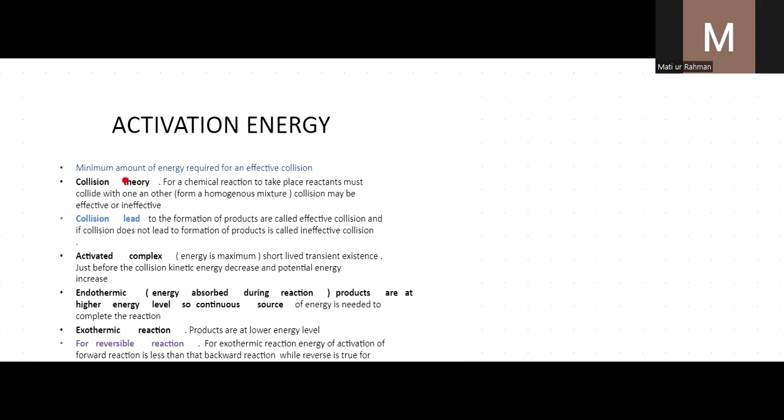So what is the effective collision? If the collision leads to formation of the product, it is called the effective collision. If the collision doesn't lead to the formation of the product, then it is called the ineffective collision. So let's suppose we have an example. Let's suppose we have a molecule A2 and we have another molecule B2.